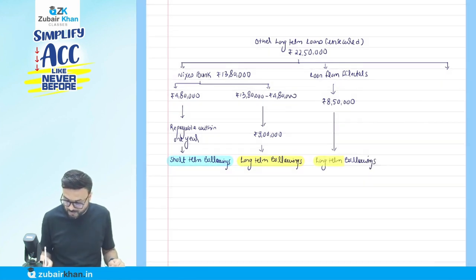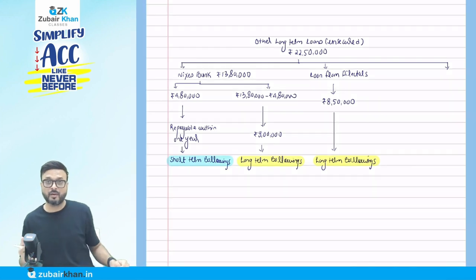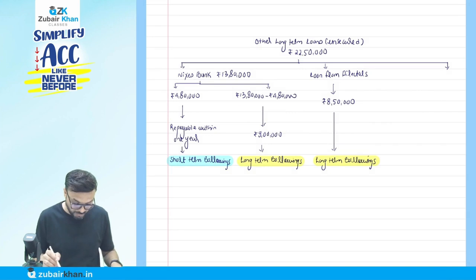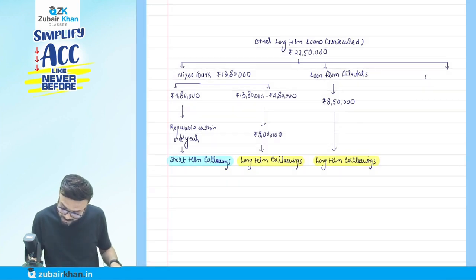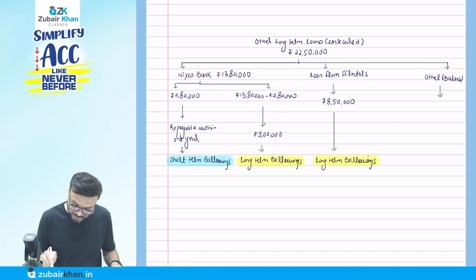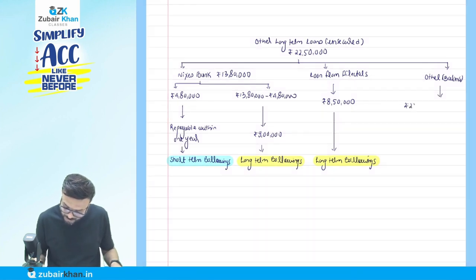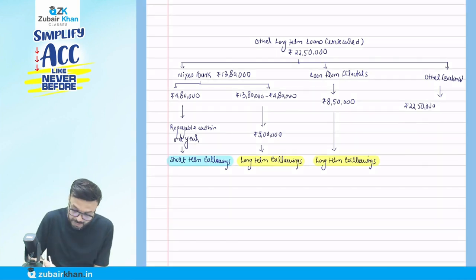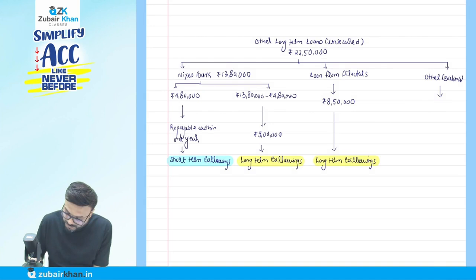Okay, now understand this point, very important. Now what happened? The total here is 22 lakh 50,000. You can write down other, in bracket balance. So how much do I have here? Starting 22 lakh 50,000. Just deduct all these amounts and the balancing figure will come. Total I have 22 lakh 50,000 here.